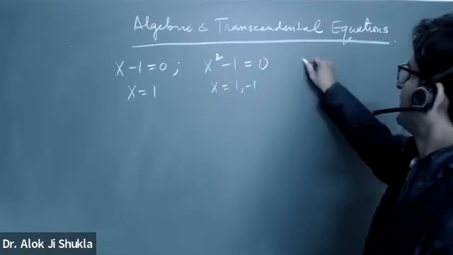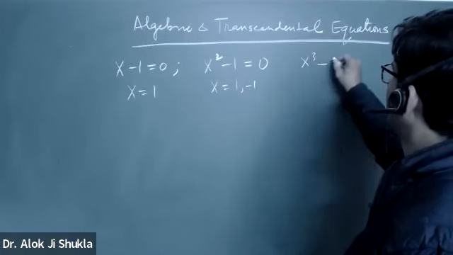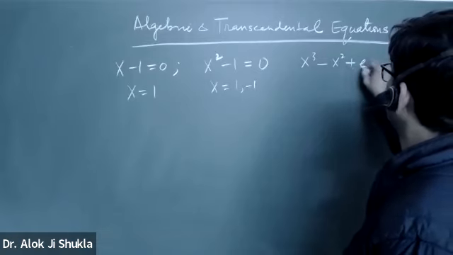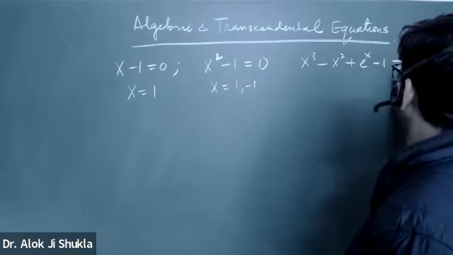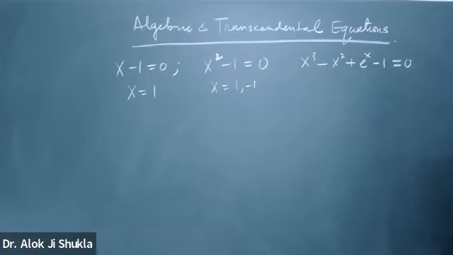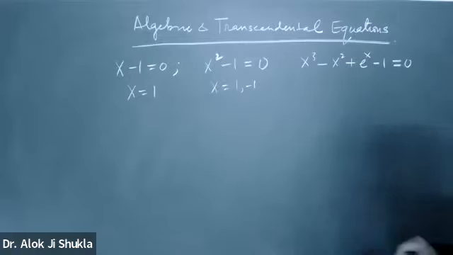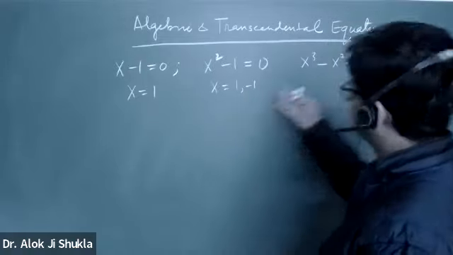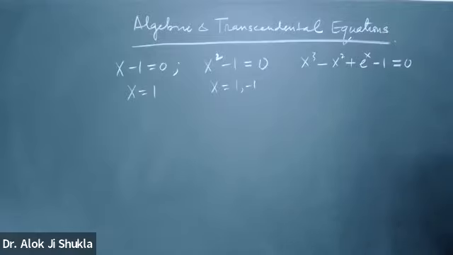But if your equation is like this, x cube minus x square plus e to the power x minus 1 is equal to 0. Can we solve it? Like you are suggesting the solutions for this. Can this also be solved like that?